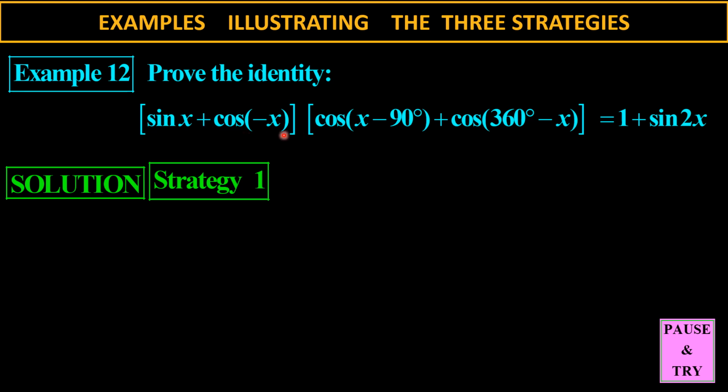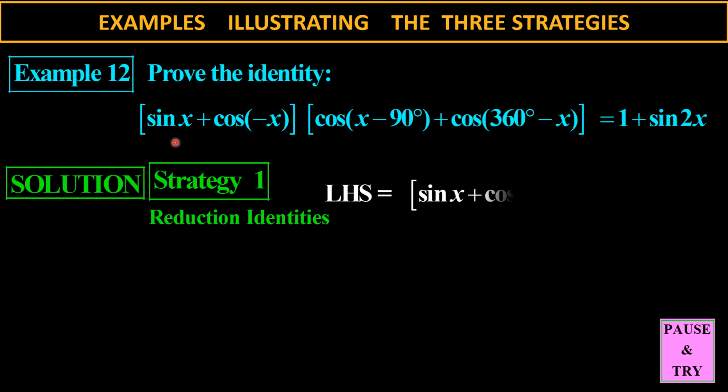If I look at the left-hand side and I want to apply my strategy here, you always try to start with strategy 1. I need to simplify that. What do we notice here immediately? There's some reduction formula that can be applied here, right? So let us take the first factor here. Sine x remains sine x. Cos of negative x becomes positive cos of x.